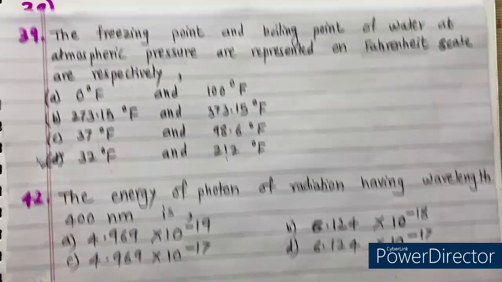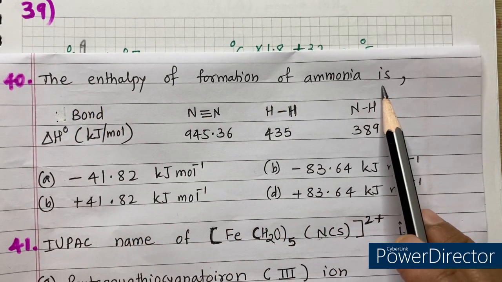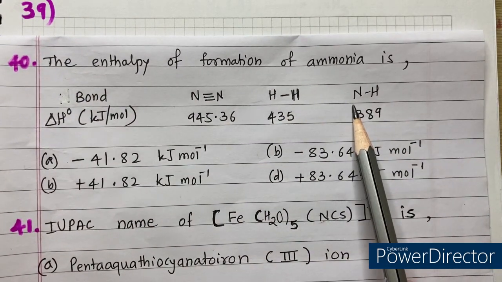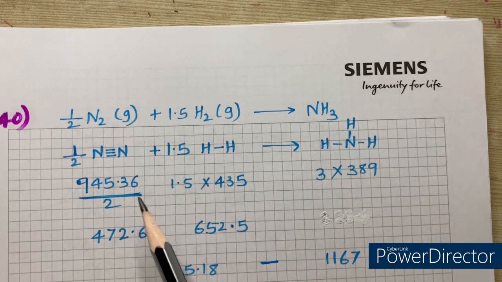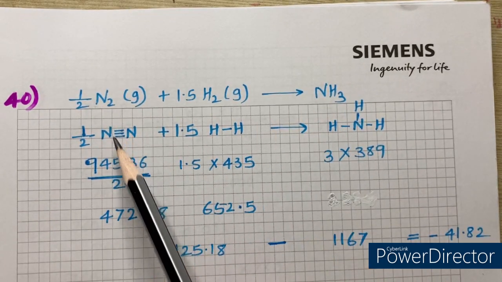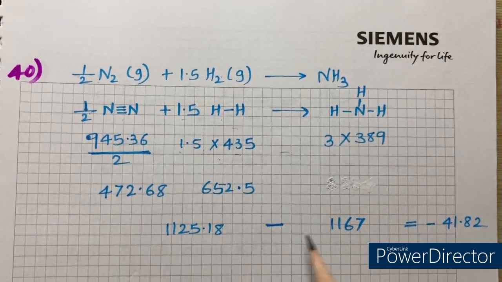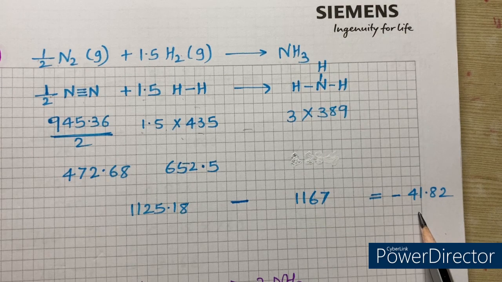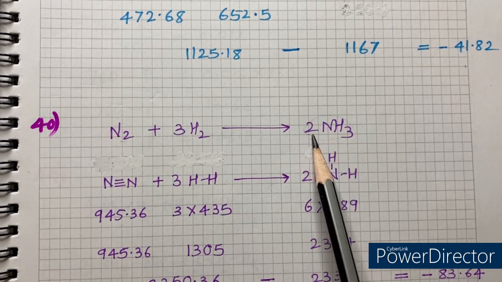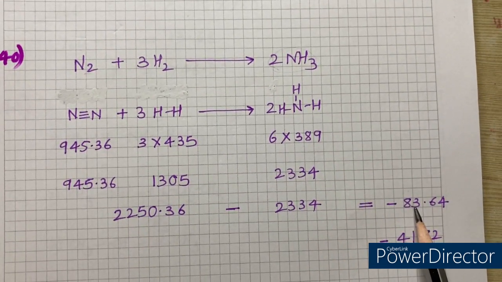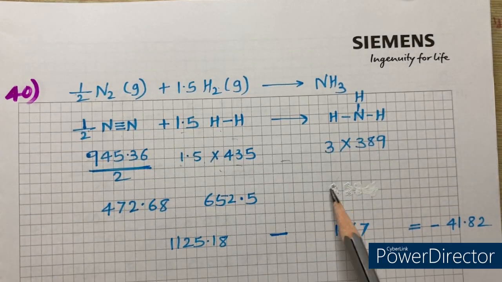Okay, next one. Now, the next question, the enthalpy of formation of ammonia is. Now, here bond enthalpies are given. Here, first, it is necessary to find out the required equation. Here, the equation is this one. Now, this is given, half, this is given. Multiplied by 1.5 and calculate, this value is this one. Or you can determine by using this equation. Now here it is for 2 mole. Therefore find out the first answer and then divide by 2. Mostly use this method. Okay.